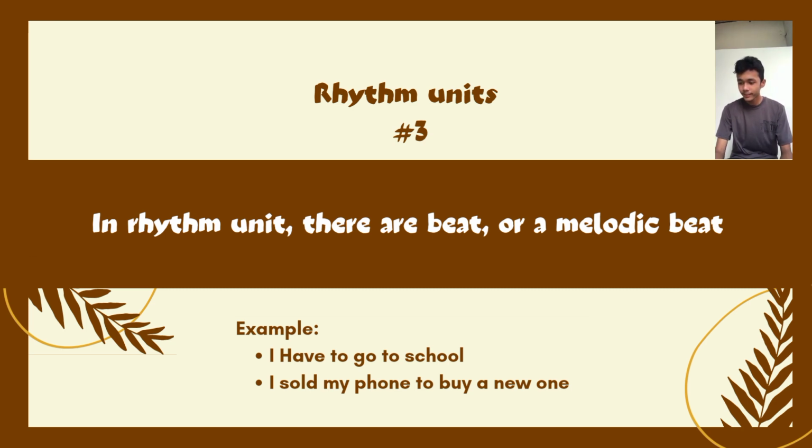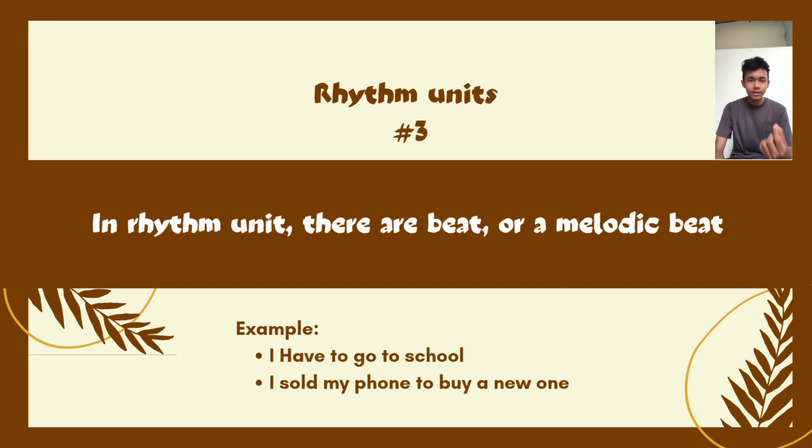Next is the beat. In rhythm units, there is a beat. It's like a melodic beat when you speak English. For example, when I say 1, 2, 3, 4. 1, 2, 3, 4. And if we include one grammar word inside it, like 1 and 2 and 3 and 4, see, the beat is still the same as the one without the grammar. 1 and 2 and 3 and 4, and so on if you add more grammar to it.